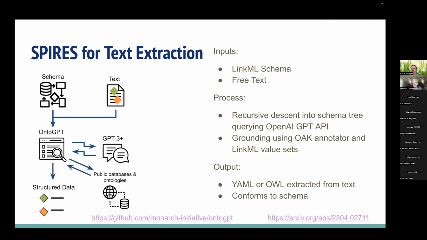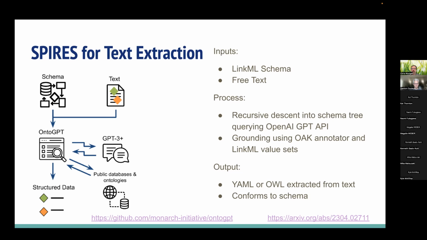We've got tools that will go from SHACL and JSON Schema and relational databases to LinkML, but there are a lot of advantages to just natively authoring directly in LinkML, and I'll come to a few of those. And then the basic approach is that it does a recursive descent of the schema tree, issuing queries to, at the moment, it's hard coded to use the OpenAI GPT API.